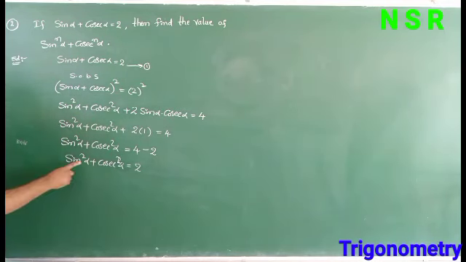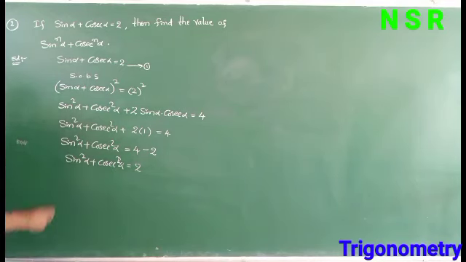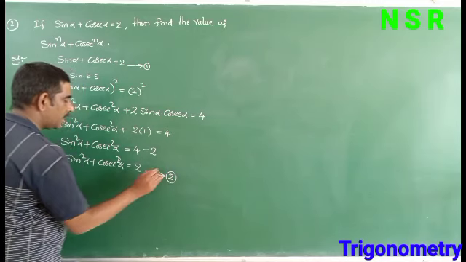Next, sin cube alpha plus cosecant cube alpha value is also equal to 2. So all the powers have value equal to 2, so sin power n alpha plus cosecant power n alpha value is also equal to 2. Take it as equation 2.